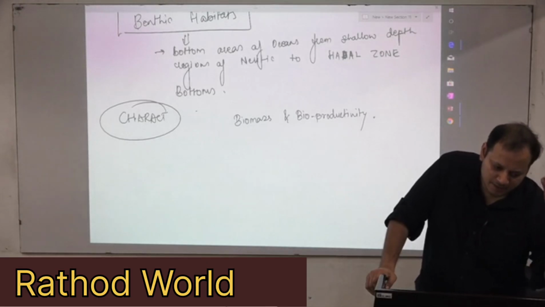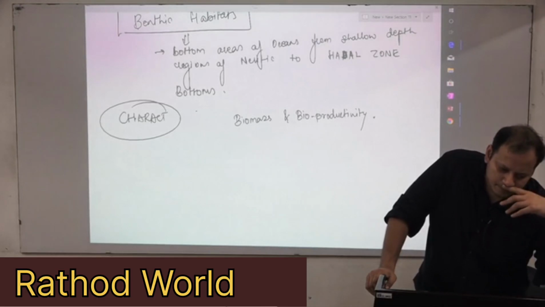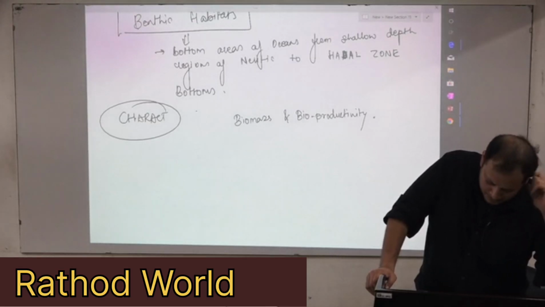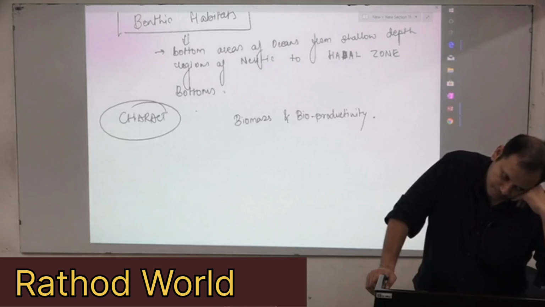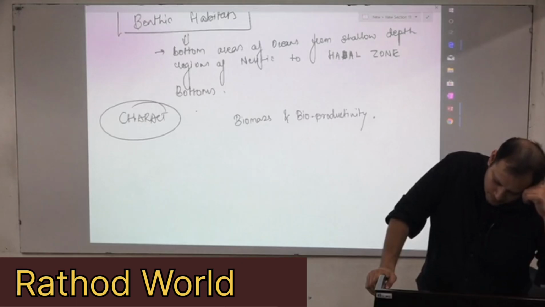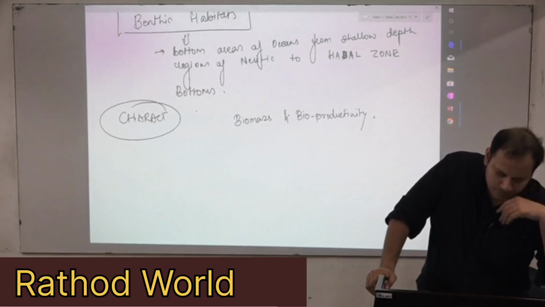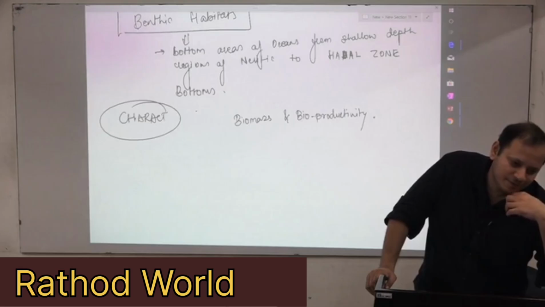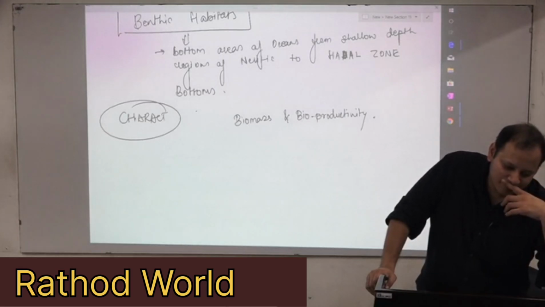Second characteristic. Animals and plants reproduce throughout the year due to lack of seasons.